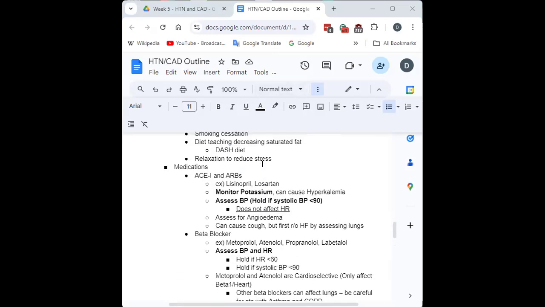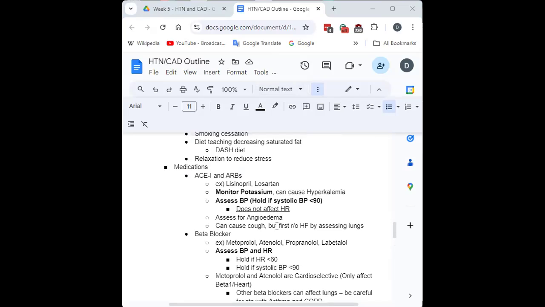We talked about it. Monitor potassium, assess for angioedema, can cause a cough, but first rule out heart failure by assessing the lungs. I forgot about that. I remember seeing a question way back when where they're coughing, and I'm like, we need to do something, and they're like, assess the lungs first. And I was like, oh shoot.